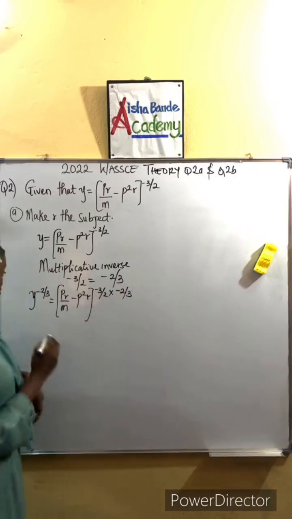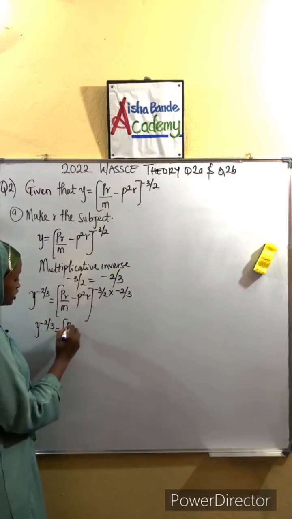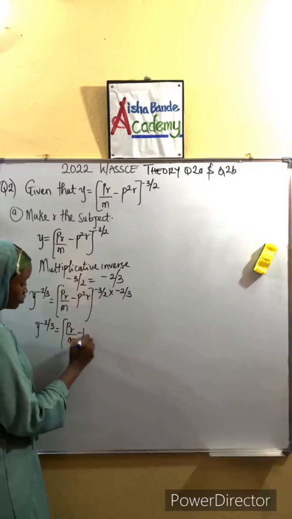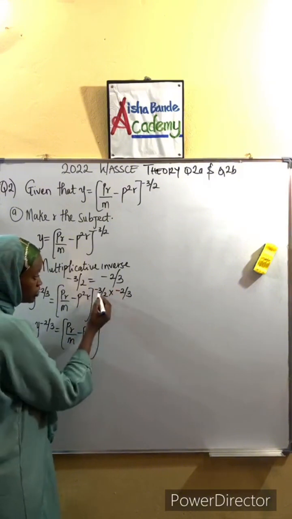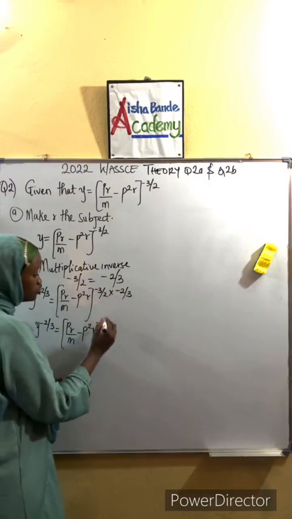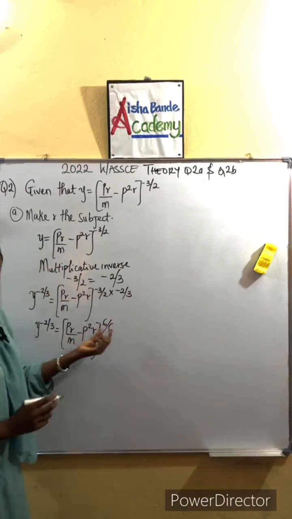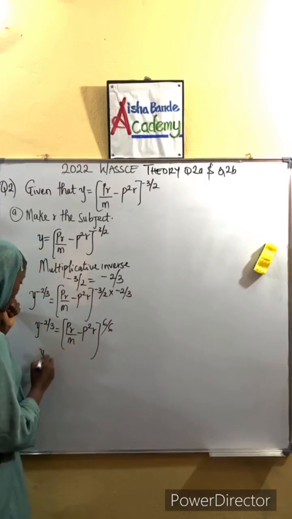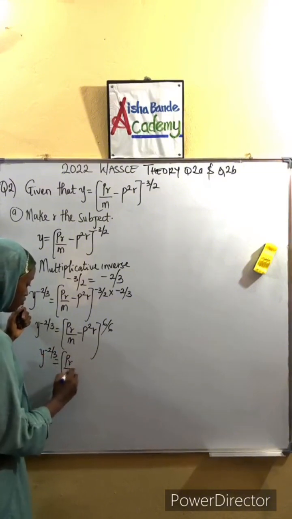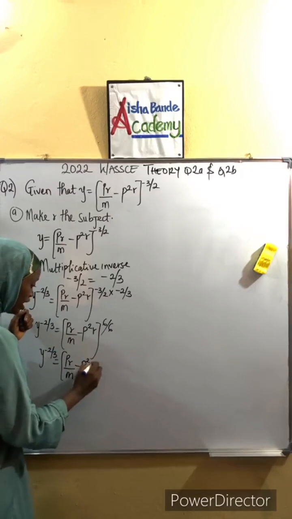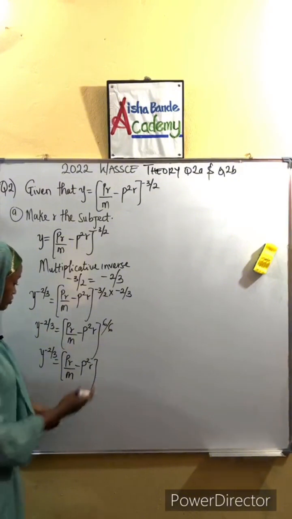So from here we simplify further. We have y raised to the power of minus 2 over 3 is equal to (pr over m minus p squared r). So here we have minus times minus is plus, and 3 times 2 is 6, so we have 6 over 6. Let's continue. 6 divided by 6 is 1, so raised to the power 1 is still the same thing.